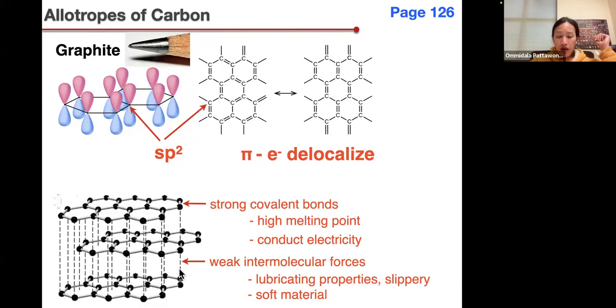So this weak interaction right here, if you put enough pressure on it, it would allow this weak interaction to break. And this is how you are able to use your pencil lead, right? Because every time you put pressure, you are breaking this bond, you are leaving the graphene sheet on your piece of paper, and that's how you are able to write, right? So every time you write something, this graphene sheet will be left on paper. Okay, and because of this, the weak interaction also makes graphite a soft material.